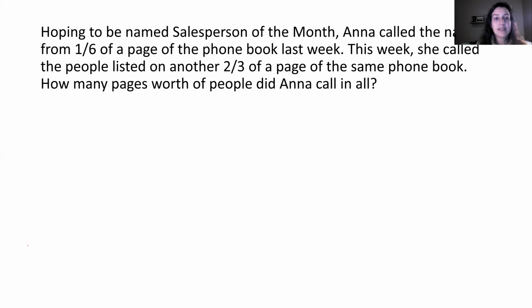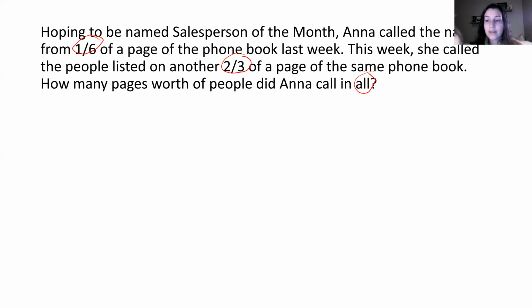All right, so let's see what the important parts of this question are. Let's find our numbers. We've got 1/6 and 2/3. Now, should we add or subtract those numbers? Let's read into this a little bit closer. The final question: how many pages worth of people did Anna call in all? We're not being asked for a difference here, but we do have a keyword: all.